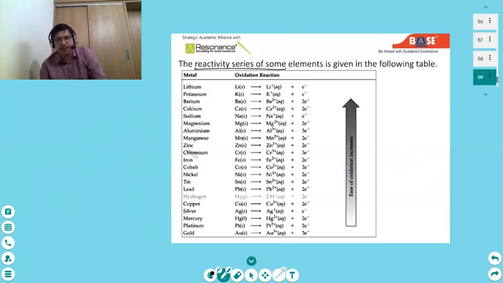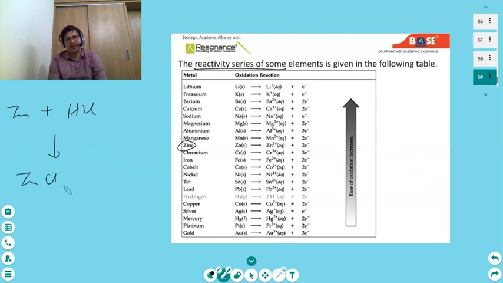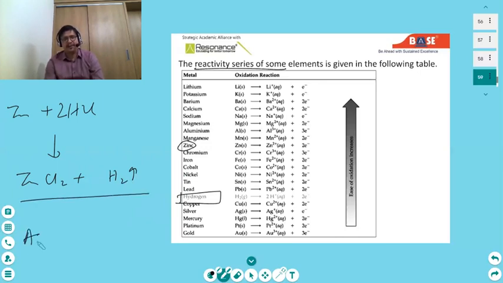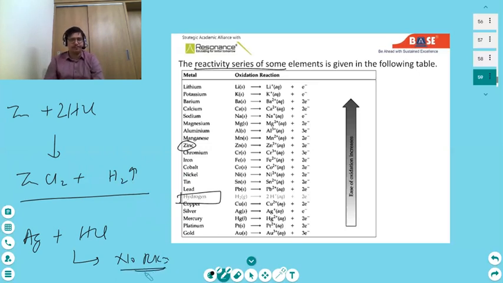For example, when you see zinc is above. So if I write zinc and I write HCl, zinc is Zn2+, so we'll write ZnCl2 and hydrogen gas will come out. So Zn plus 2 HCl here. Since zinc is above hydrogen in the reactivity series, it can react with acid and replace hydrogen. That is the meaning of that. Simultaneously, if I write silver and I write HCl, generally we see that there is no reaction. The reaction does not take place. So here we say this is more reactive and this is less reactive.